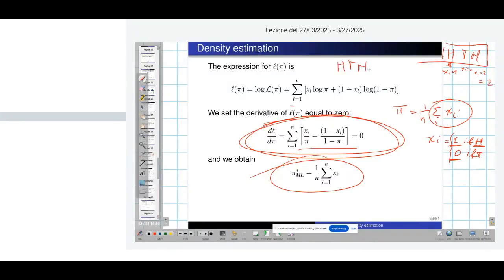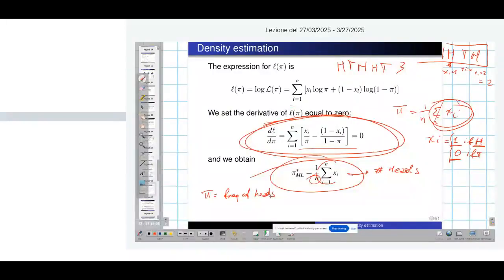If I have head, head, head, how much is it? It's 3. So this is the number of heads in my observation, in my data set, where n is the total number of observations. So what we get is the intuitive solution. Pi, we take it to be the frequency of heads in our observation. It's 1 over n times a value that corresponds to the number of head tosses. Now this looks like an intuitive solution.